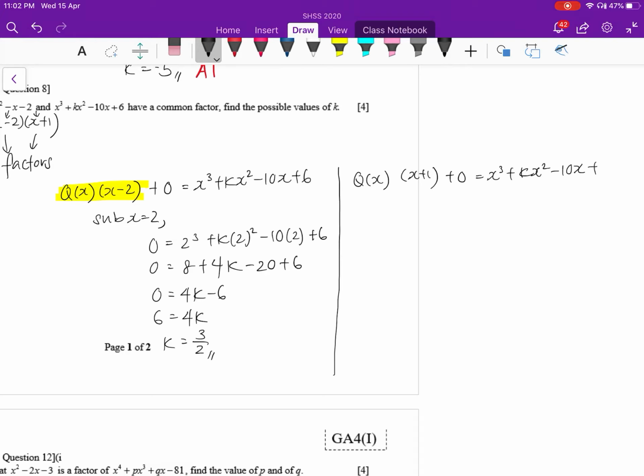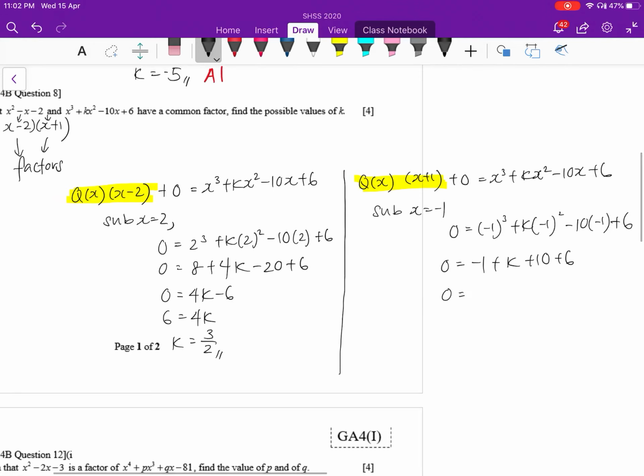minus 10x plus 6. Now I'm going to do smart substitution again. I'm going to substitute x equals to minus 1. If I substitute x equals to minus 1, this one becomes 0. And then I will get 0 equals to minus 1 cubed plus k times minus 1 squared minus 10 times minus 1 plus 6. Now I'm going to simplify this. 0 equals to minus 1 plus k plus 10 plus 6. So this is 15 plus k. Bring over the 15. k equals to minus 15.